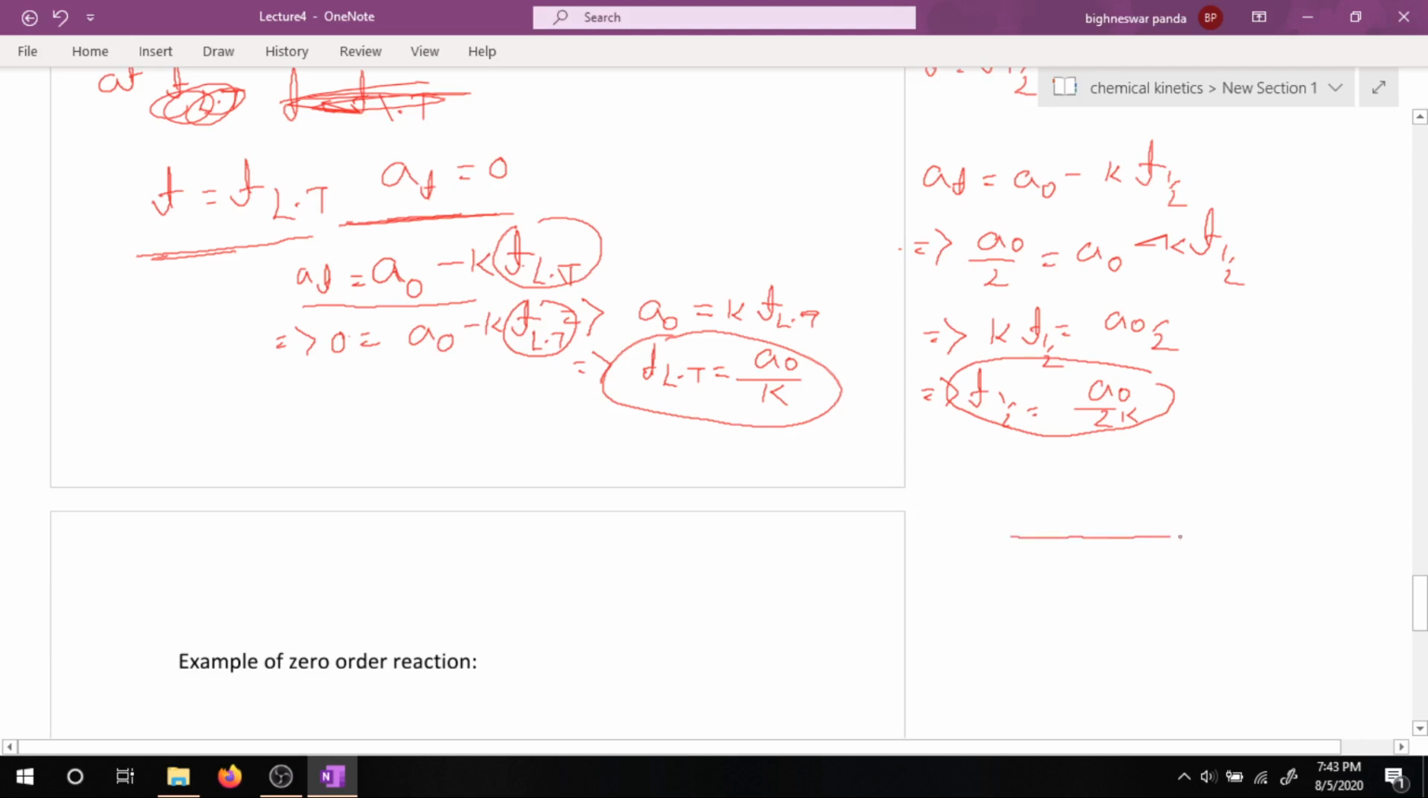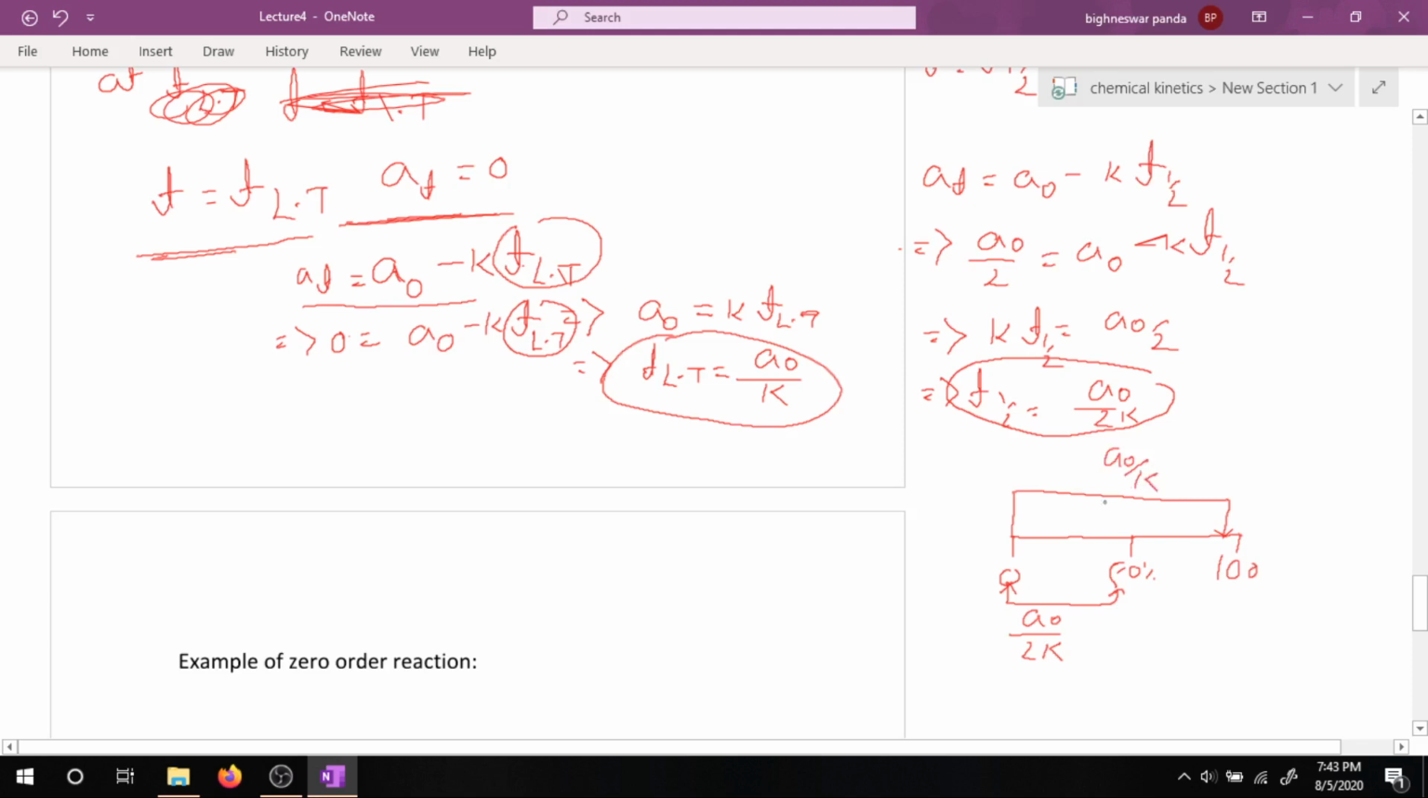Let us consider a reaction from 0 to 100. In the midway it is 50%. In order to complete 0 to 50%, that is the half life, the time required is a naught by 2k. For 100% completion of the reaction, I have time period a naught by k.